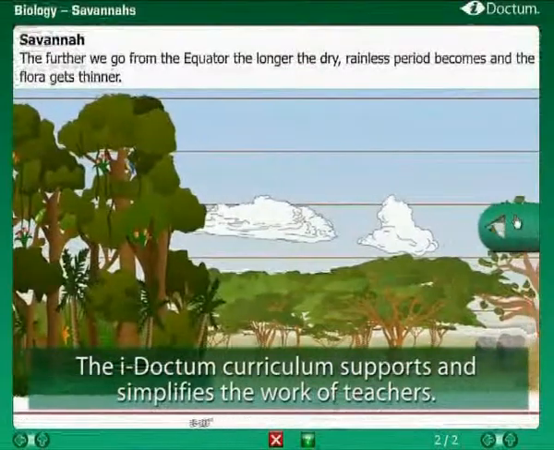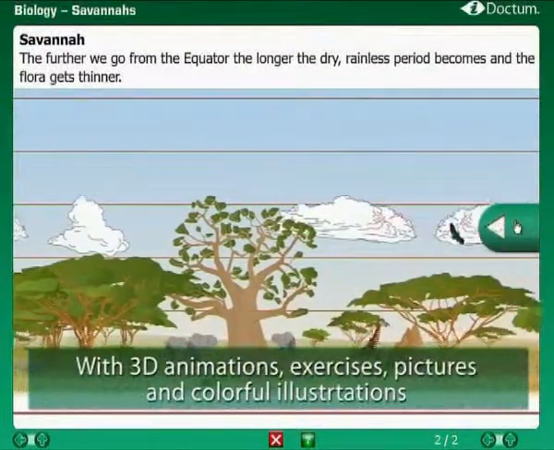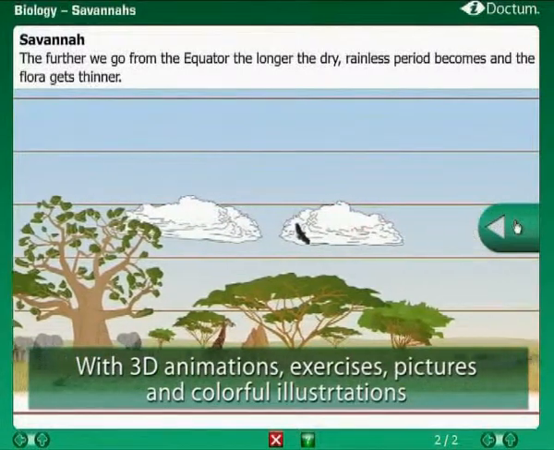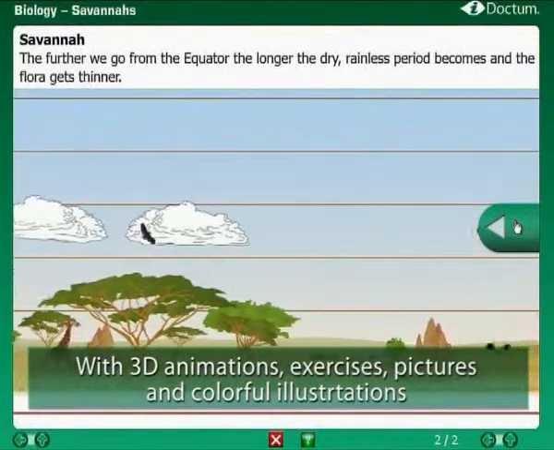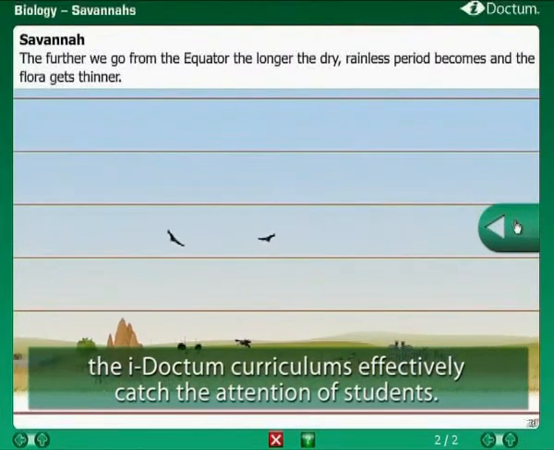The iDoctum curriculum supports and simplifies the work of teachers. With 3D animations, exercises, pictures, and colorful illustrations, the iDoctum curriculums effectively catch the attention of students.